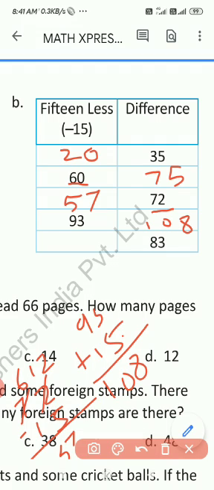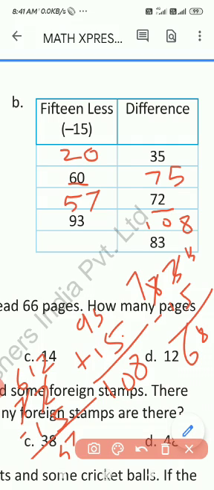We have to subtract 15 from 83. 3 minus 5, no, we can't subtract 5 from 3. We have to take 1 borrow from 8. This 3 converted into 13. This 8 converted into 7. So 13 minus 5 is equal to 8. This 7 minus 1 is equal to 6. 68.